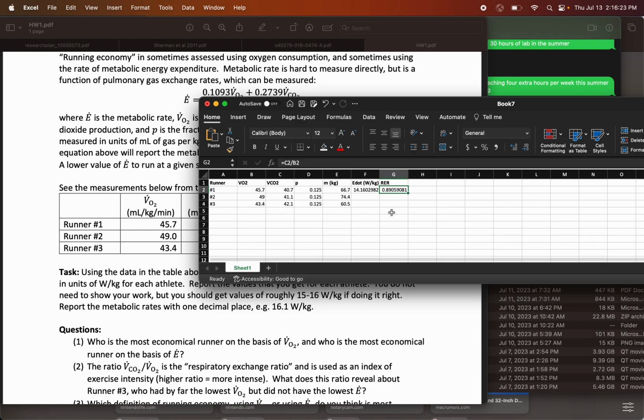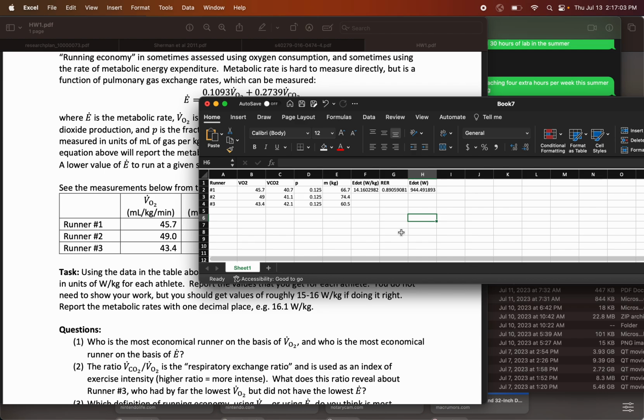Okay. And then last but not least here, it asks you to calculate E dot just in watts. And that we just simply take our E dot, that is watts per kg, multiply it by those kgs, and then you get the rate of energy expenditure just in watts. Okay. So repeat those calculations for each one of these three runners. For everyone, get a metabolic rate in watts per kg, a respiratory exchange ratio, and a metabolic rate just in watts. And the homework is going to ask you to choose different indices of running economy and which runner is the most economical runner in those indices.